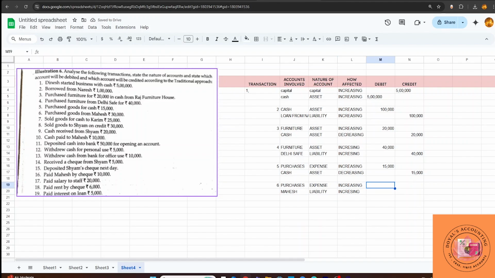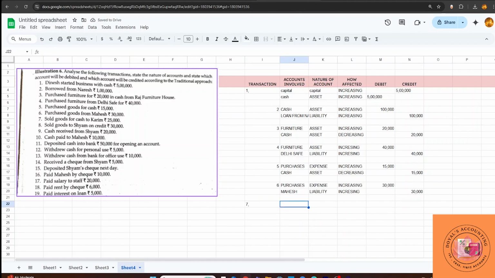So expense by nature again is a debit account. It has an opening debit balance and expense is increasing. So we will debit 30,000. And liability is also increasing. Liabilities by nature are credit accounts, and any increase in a credit account will be credited. So 30,000 is credited.